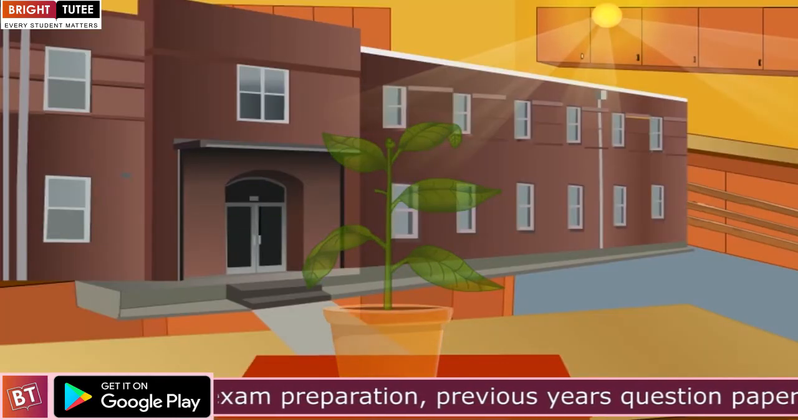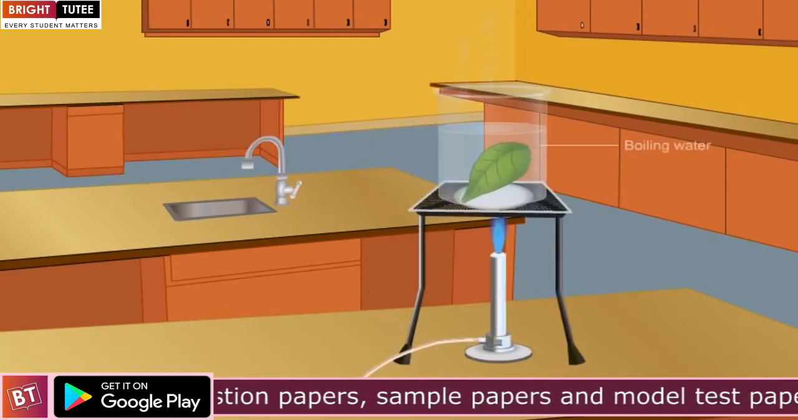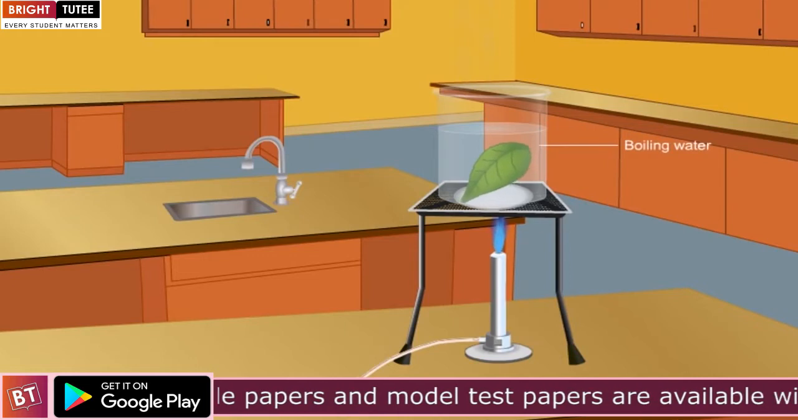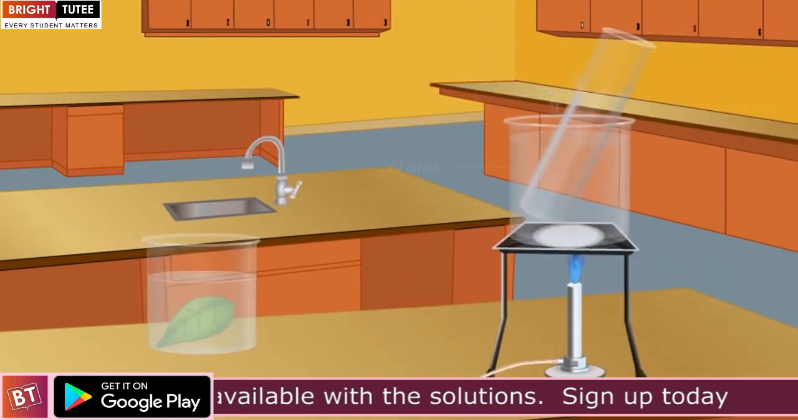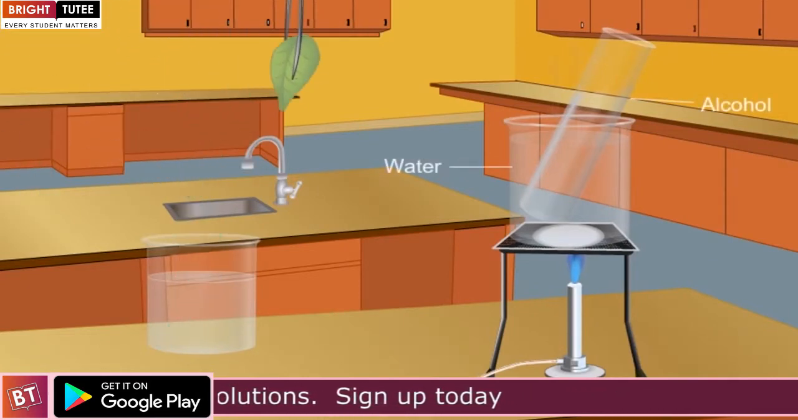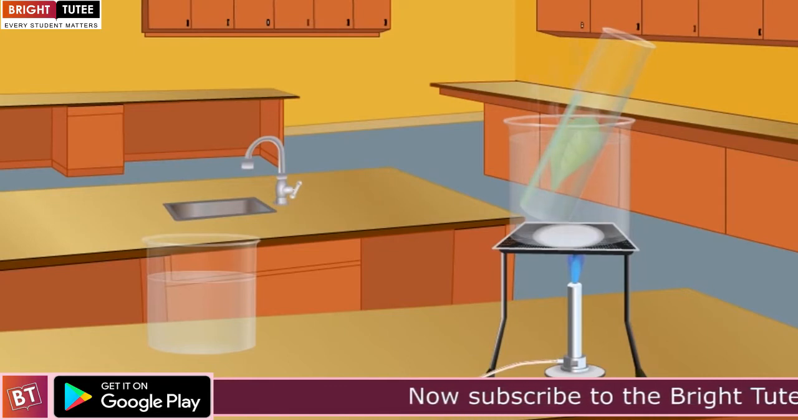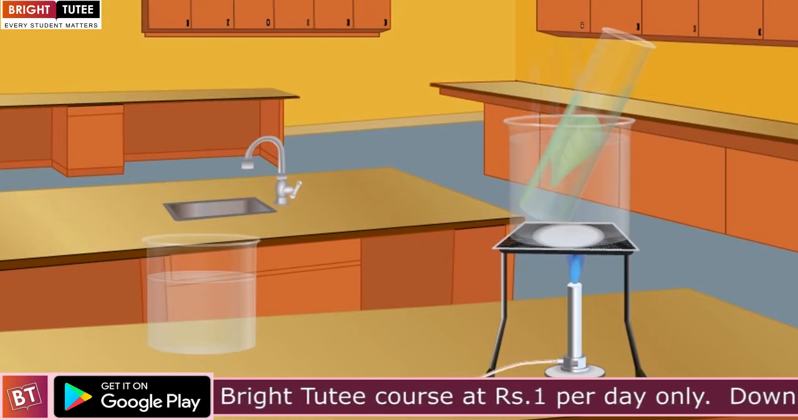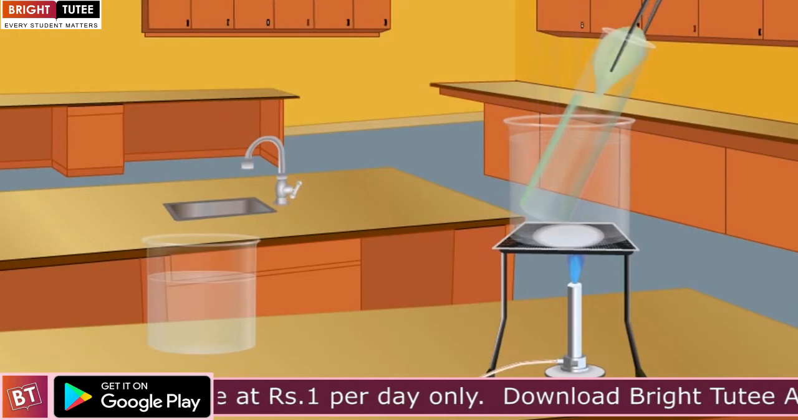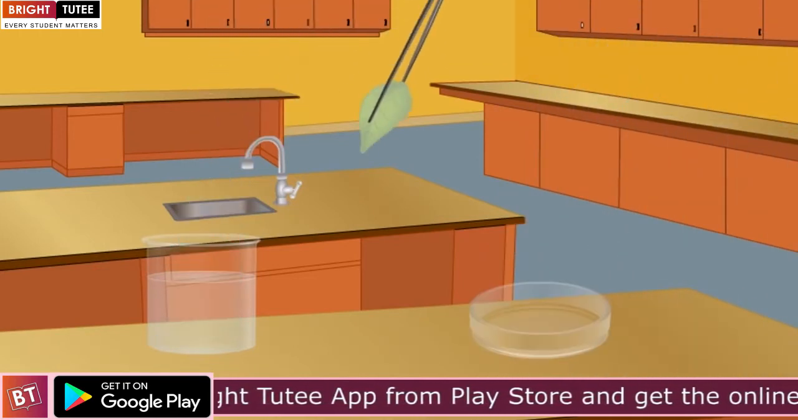Now remove that leaf, remove the black paper and first put this leaf in boiling water for few minutes so that the cells are dead. Take out this leaf with the help of forceps and put it in a test tube containing alcohol. Heat this test tube in water bath for few minutes so that all the chlorophyll is dissolved in alcohol. Now again put this decolorized leaf in water and then in a petri dish.